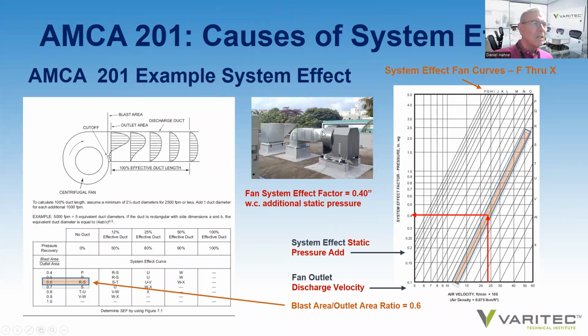And we're going to look at this configuration again later in our presentation as an example, because reducing that static pressure drop can occur very easily by adding a length of straight duct at the discharge. So anyway, there's an example of how to apply AMCA standard 201 for assessing the static pressure gain due to outlet system effect.